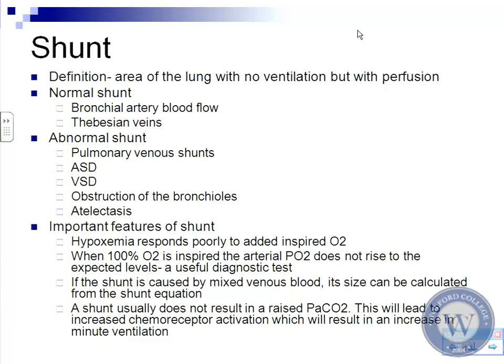What you're looking at, these are normal shunt. This is abnormal shunt, which is pulmonary venous shunts, ASDs, VSDs, obstruction of bronchioles, and atelectasis. Now, that being said, respiratory shunting that we encounter very often can be due to main stem. The other one that I want you to think about is atelectasis. Atelectasis is basically collapsing the lower portion of the lung to the point that the alveoli no longer accept air from the mouth.